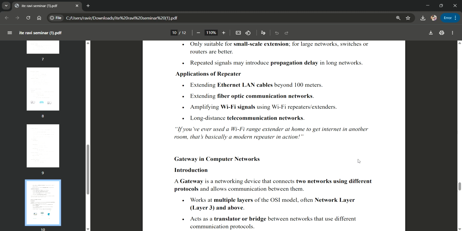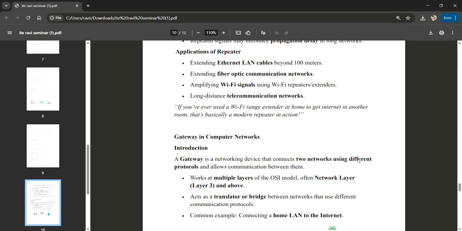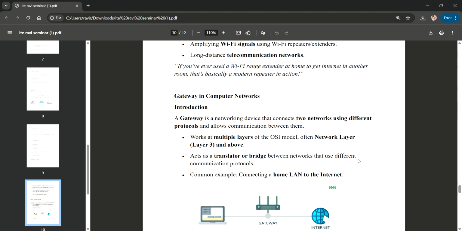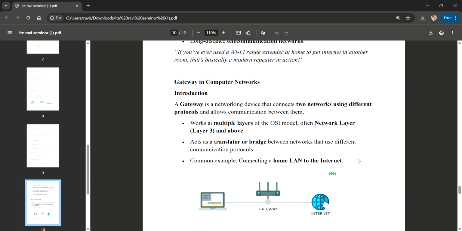Coming to the gateway in computer networks, a gateway is a networking device which connects two networks using different protocols and allows communication between them. It basically works at multiple layers of the OSI model, often at the network layer, that is layer 3 and above. It acts as a translator or a bridge between networks which use different communication protocols. For example, consider a connection from a home network to the internet. This is facilitated using a gateway.